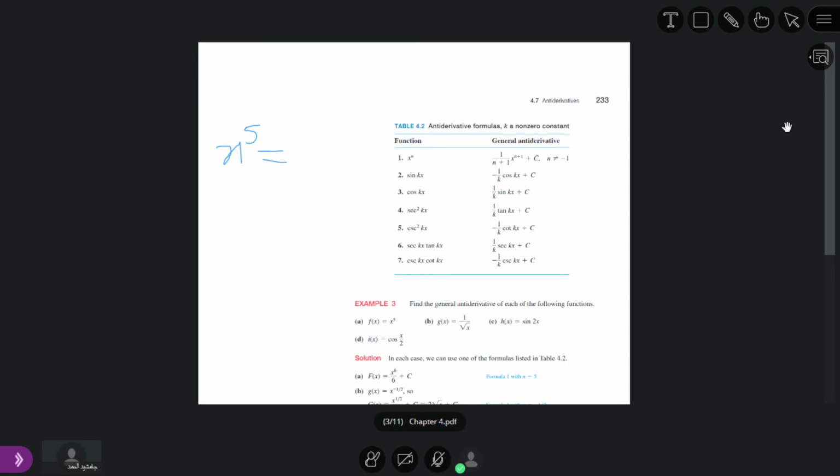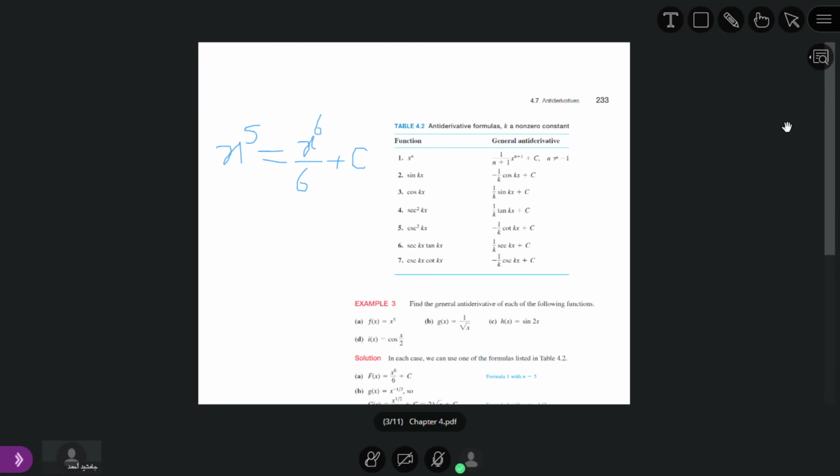Increase 1 in the power, divide by the whole power. So what will this become? X power 6 divided by 6 plus C. This is the answer: x power 6 divided by 6 plus some constant.